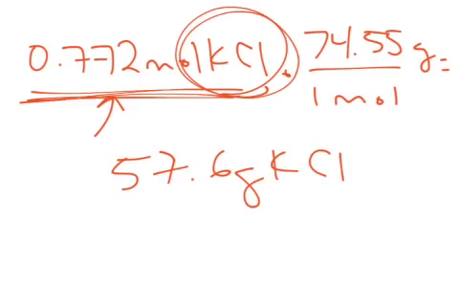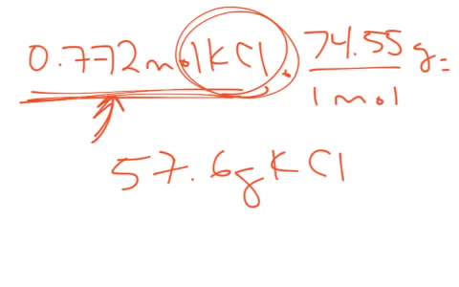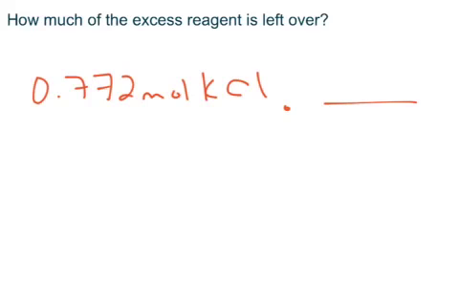The question told us that we had an available amount, but we just realized in the beginning of this problem that we didn't use it all. So we did not use all 65.3. Based on how much product we made, we can figure out how much of that 65 grams we actually used. So I'm going to start with 0.772 moles of KCl and flip it back into phosphorus.